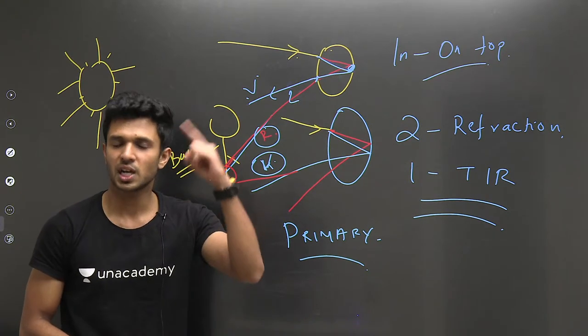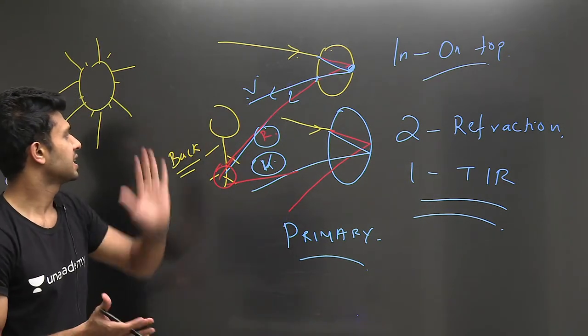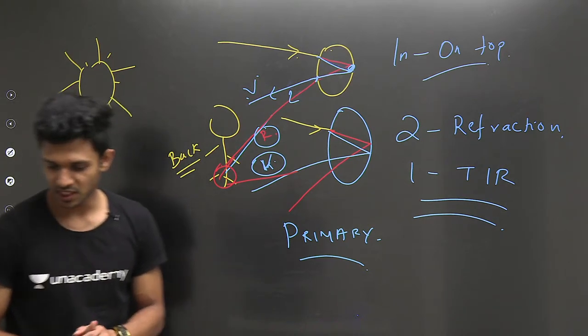In a primary rainbow, which color will be on the top? Obviously, the red color will be on the top. Is it clear?